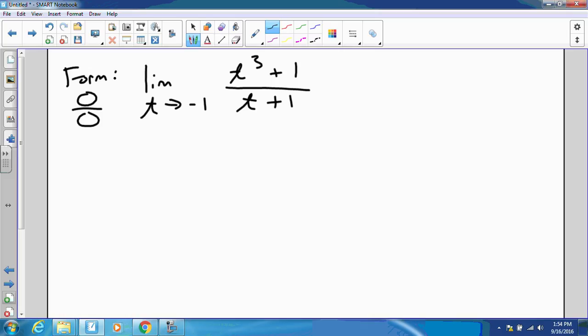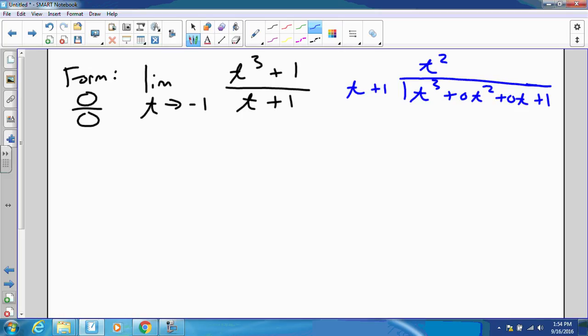Okay, well, it's pretty obvious where my factor of t plus 1 is there, but what about here? I have to find what that factorization is, and I can either do it by long division or by synthetic division. And it's your choice. Long division is going to look like this. If I divide t plus 1 into t cubed plus 0t squared plus 0t plus 1, then I'm going to ask, how many times does t go into t cubed? And the answer is not 3. Multiply and subtract.